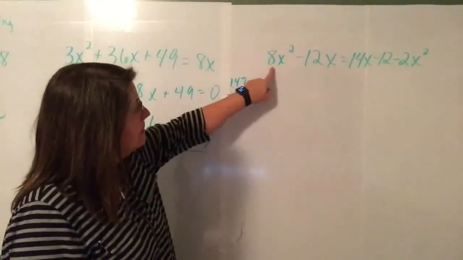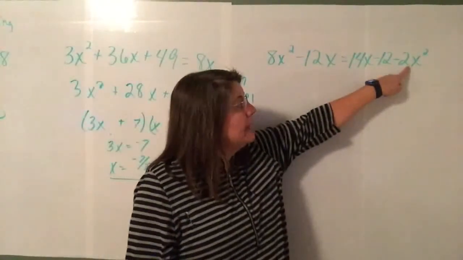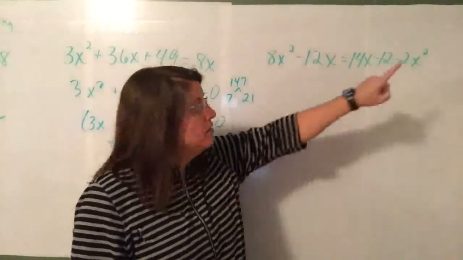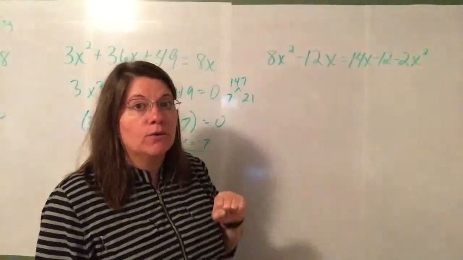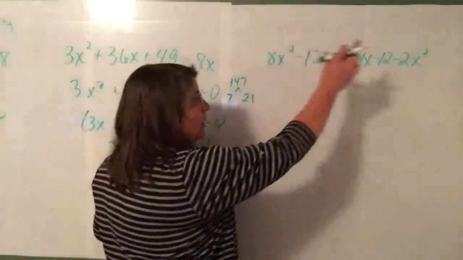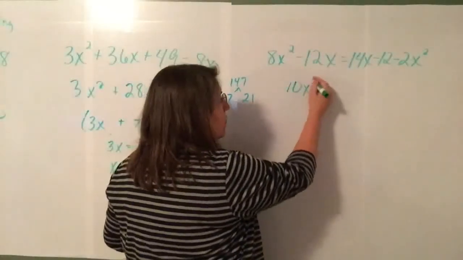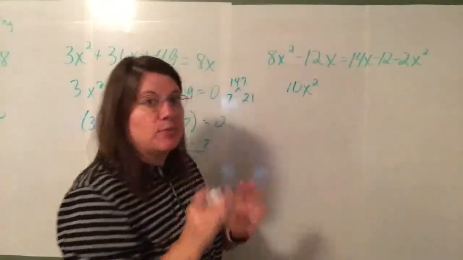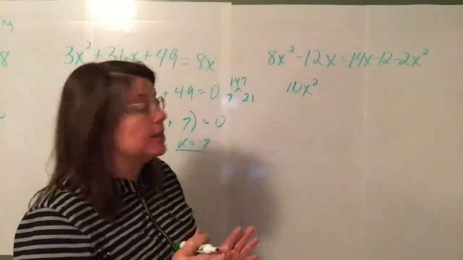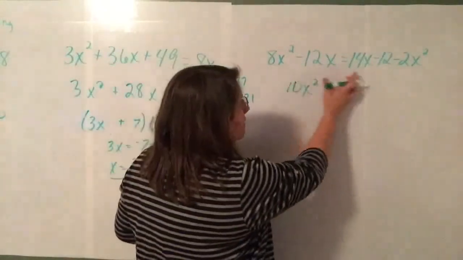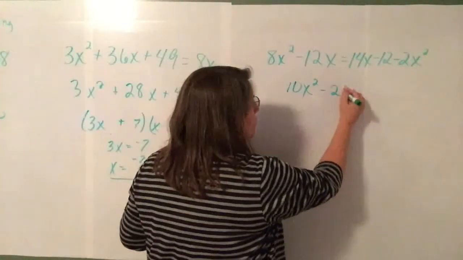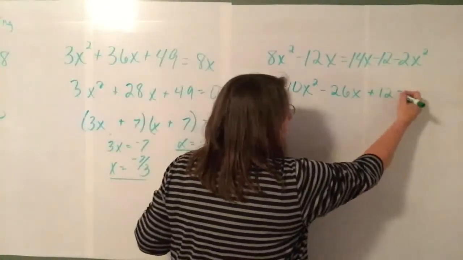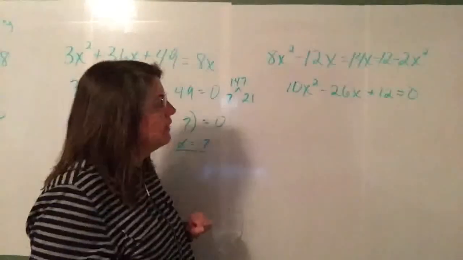So if I'm looking at this, the 8x² and the minus are -2x². If I move the 8x over there, it's going to be a -10. So I'm going to move the -2x² over to the 8x². So 8x² plus 2x² is 10x². I'm going to move everything then to this side because remember it has to be equal to 0 before we're allowed to factor it. So -12x minus 14x is -26x, and then I'm going to move the 12 to the other side, so that's a plus 12, and that equals 0.